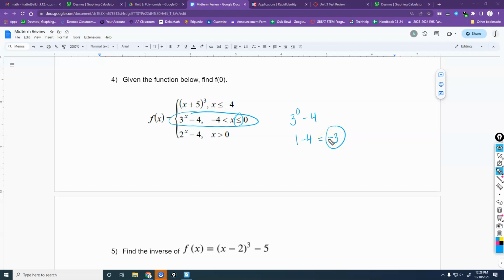And feel free to type 3 to the 0 power minus 4 into your calculator. You may have forgotten 3 to the 0 is 1. It feels like it should be 0, but it is not. Okay, questions here? All right.